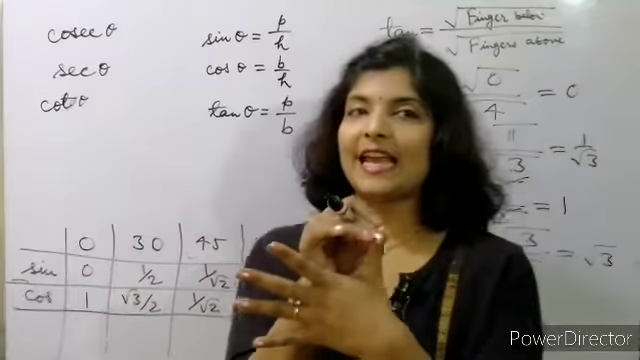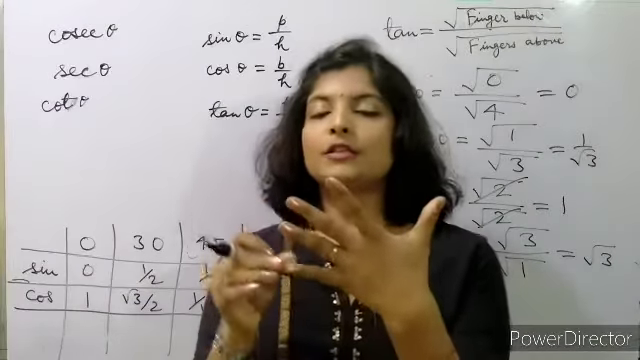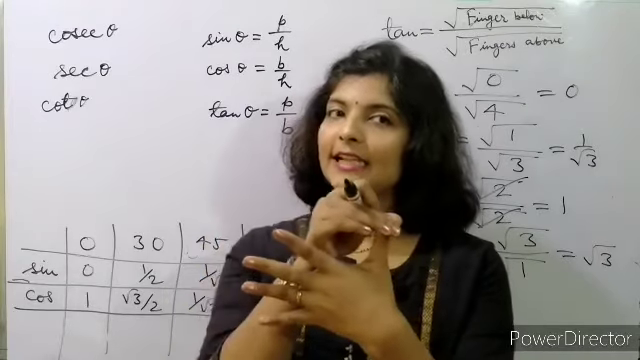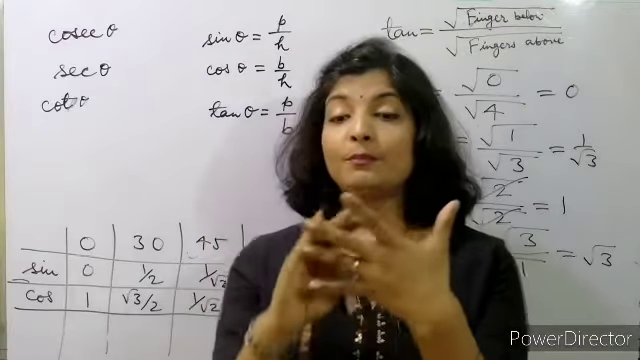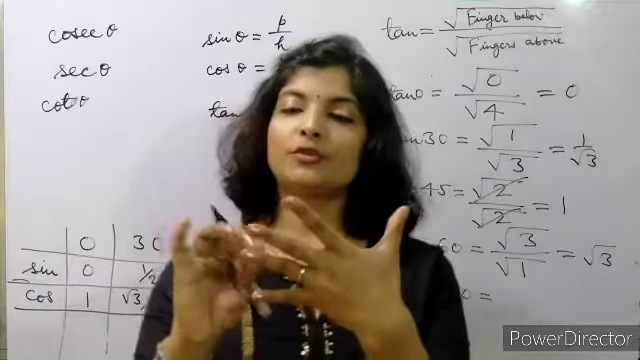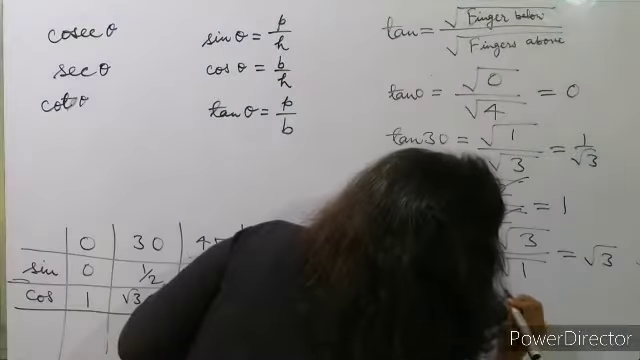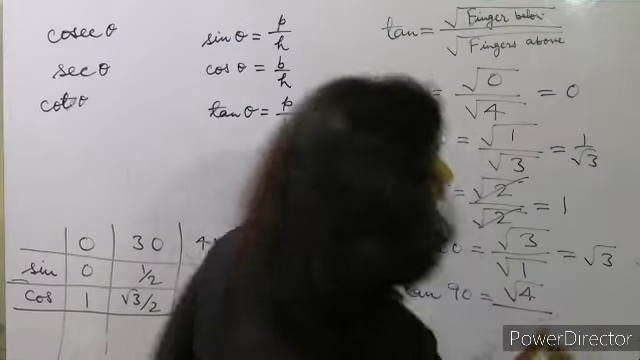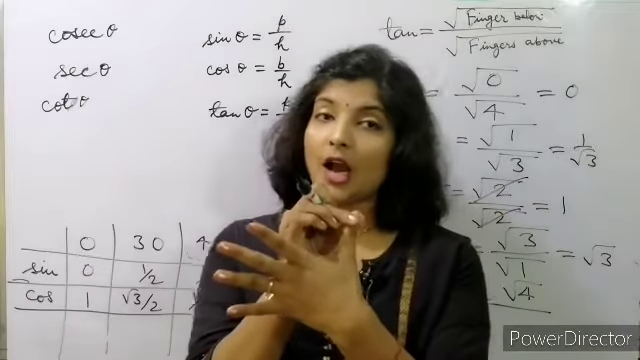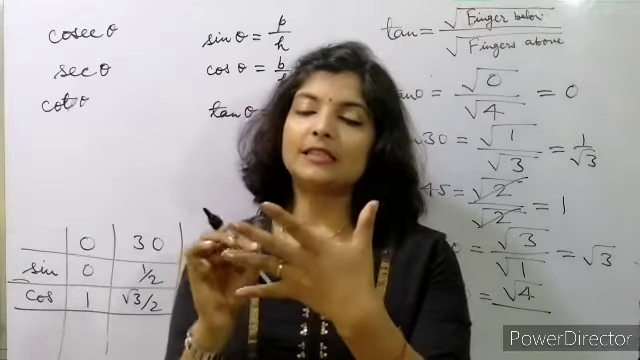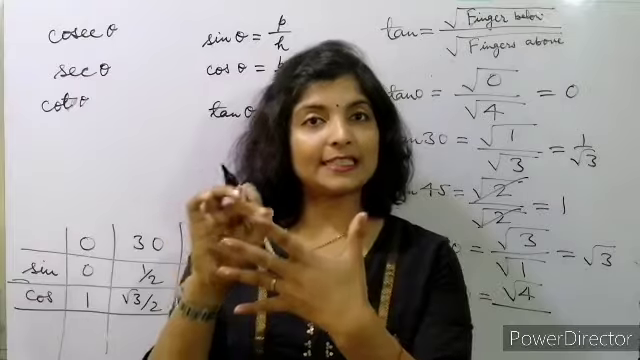Okay. So tan 90. We have 0, 30, 45, 60, 90. So how many fingers are there below this? 4. 1, 2, 3, 4. So root under 4 and divided by how many fingers are above this? See 0, 30, 45, 60 and 90.